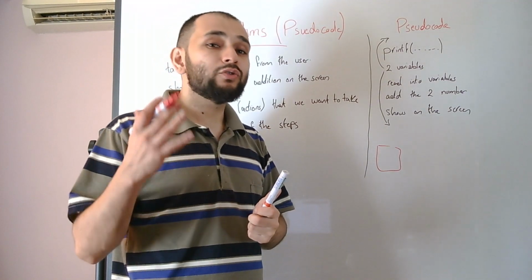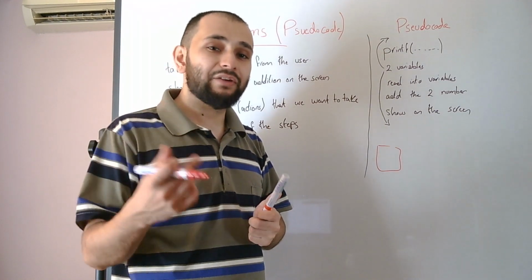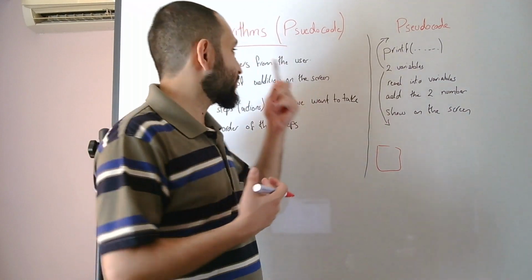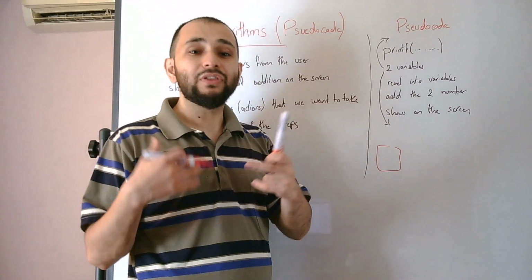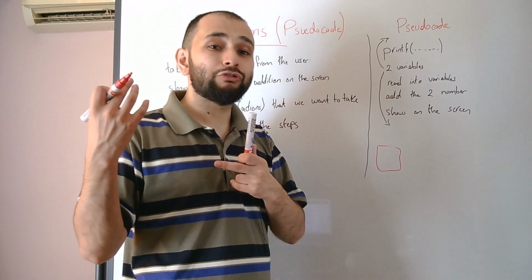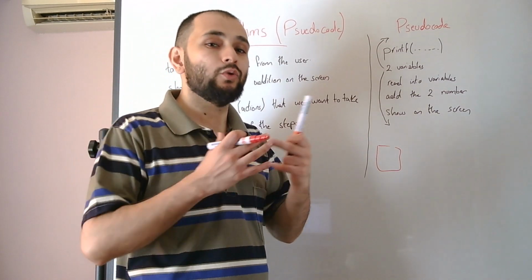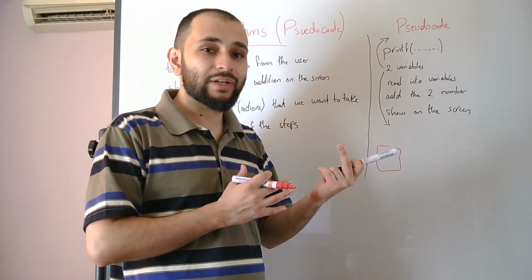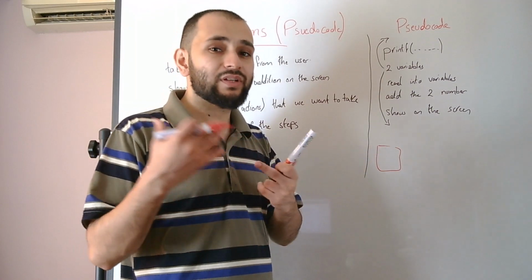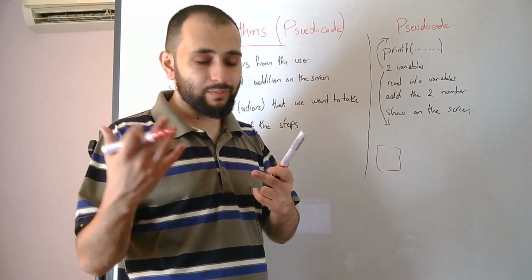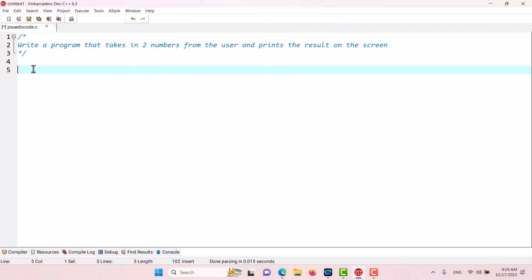Now let's go to my laptop. We're going to quickly write a pseudocode to solve this problem on the laptop, and quickly we are going to translate that pseudocode into real C programming language code and see how thinking out in pseudocode can help us solve problems. So here we are on my laptop and we want to solve this problem: write a program that takes in two numbers from the user and prints the result on the screen. So using pseudocode, we want to solve this problem.